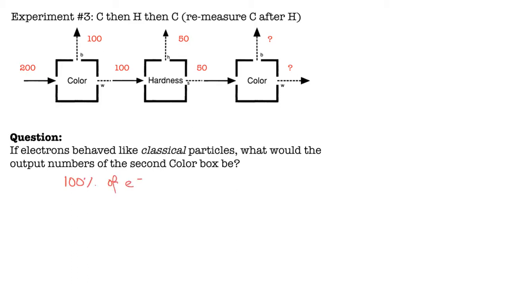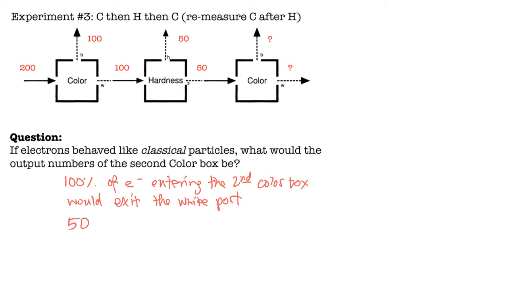of electrons entering the second color box would exit the white port. So in this case, we would have 50 white and we would have 0 blue. That's the classical prediction. Okay. So let's see what happens when you actually do this experiment.